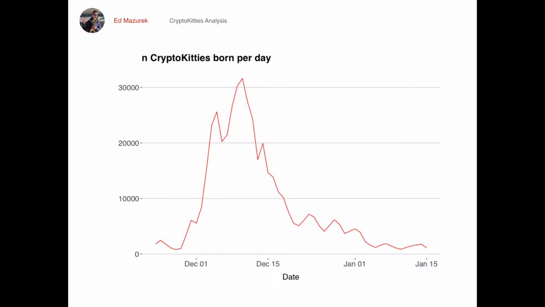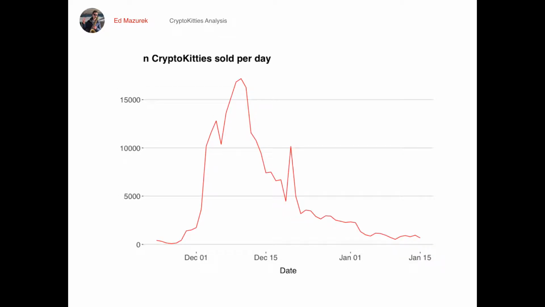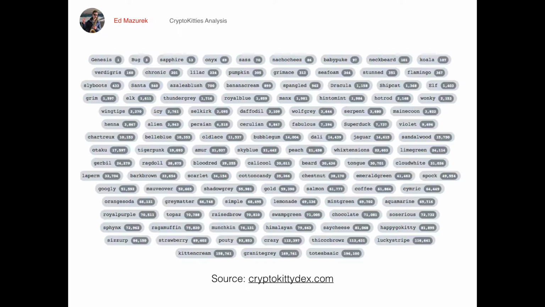As far as some other bubble-like charts, here are the number of CryptoKitties born per day. It's declining. And also, as far as auctions go, we don't want to invest in CryptoKitties if no one's going to buy our kitties at the end of the day. So yeah, people aren't really participating as much.